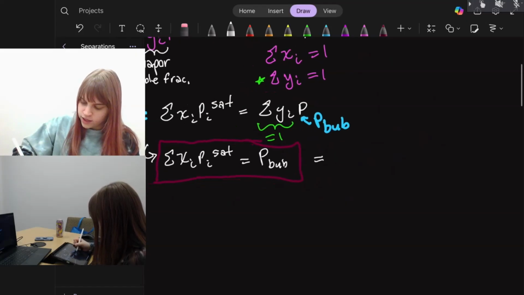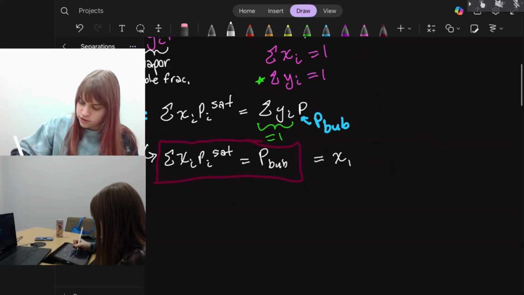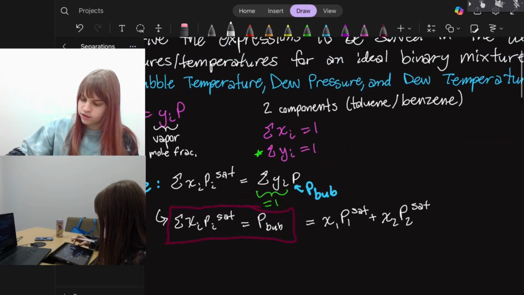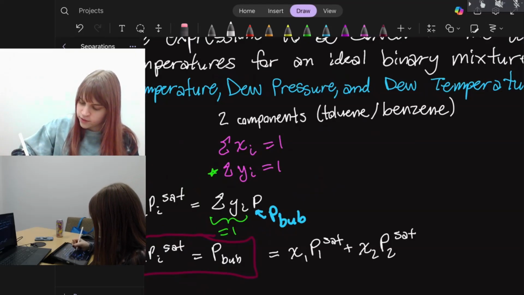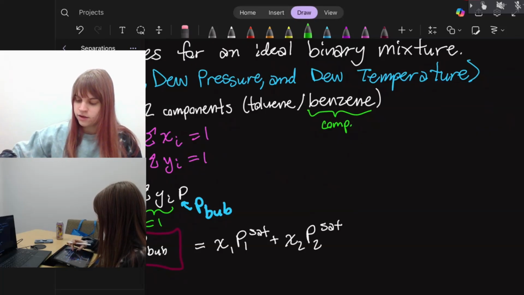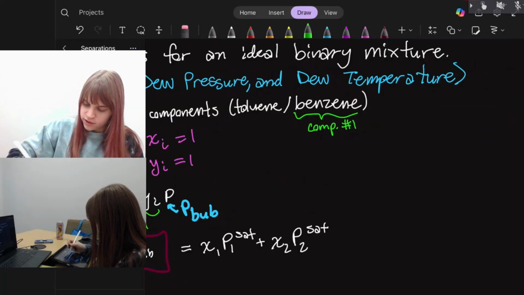But just to visualize it a little better, the summation means we are taking the liquid mole fraction of the first component times the saturation pressure of the first component and adding that to the same thing with the second component. Now, like I said, toluene and benzene are our two components. Typically, component 1 is the more volatile component, which is benzene. So benzene has the lower boiling point and higher vapor pressure. We're going to call that component number 1, and toluene is component number 2.